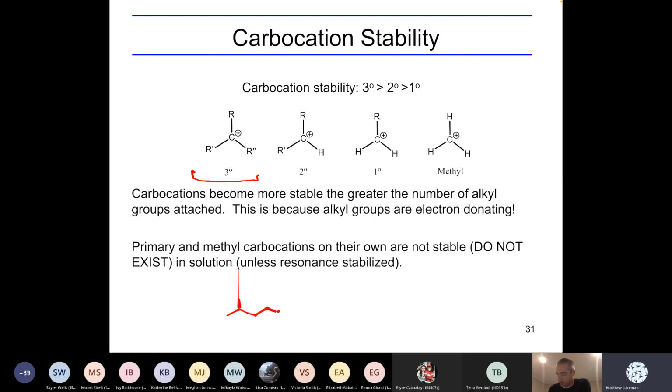This could be something like, I'm going to draw an example. My pencil's being weird today. Something like that would be considered a tertiary carbocation. And the reason for that is we have 3 different carbons attached to the positively charged carbon.